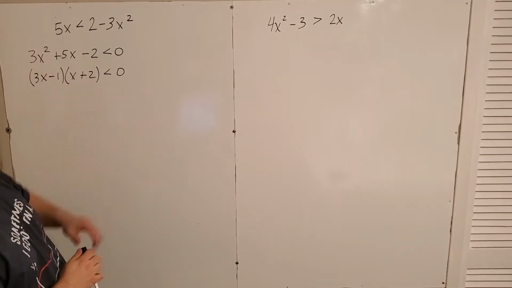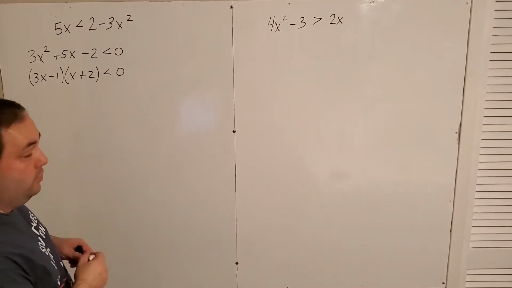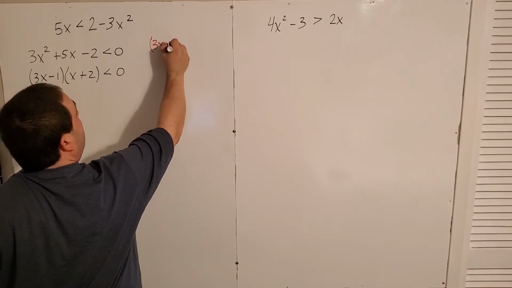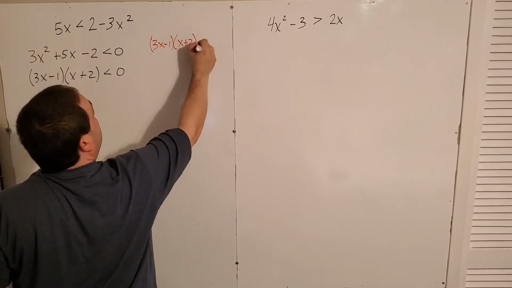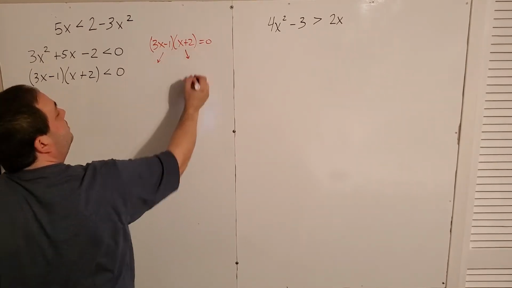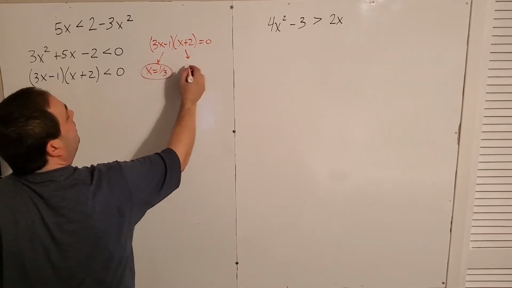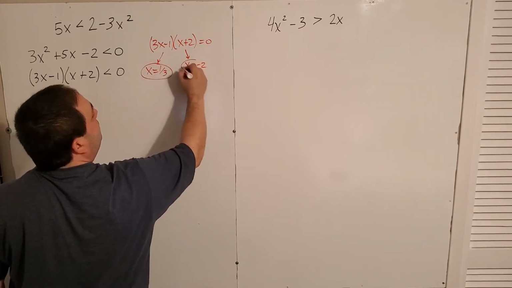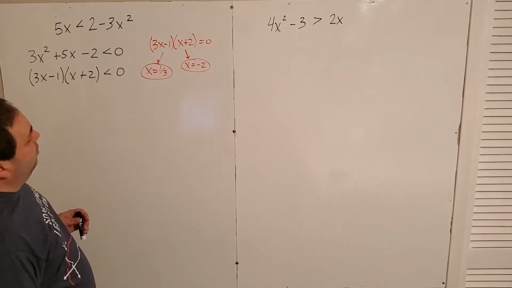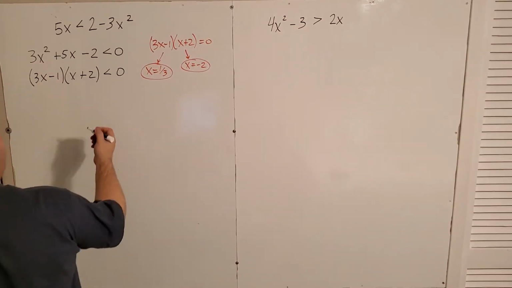And then remember, for a moment, we pretend that we have an equals 0. So I'll just be solving (3x minus 1)(x plus 2) equals 0, which means I'm going to set each of these factors equal to 0. So x is 1/3 here, and x is negative 2 here. Okay, once I've got those two, I'm going to set up my number line, my separators.